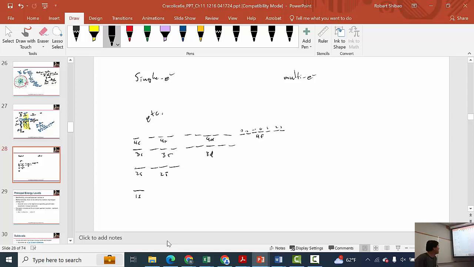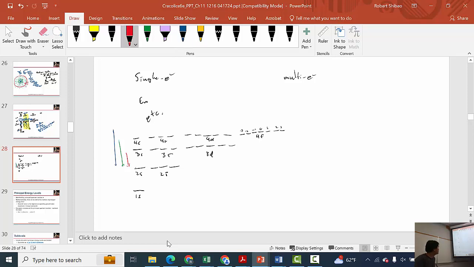In other words, the energy just depends on n. And so the Rydberg equation and everything else works because the transitions are going to be from the 3 to 2, we get the red line. From the 4 to 2, we get the green line. From the 5 to 2, we get the blue line, etc. So we get the lines from electrons.